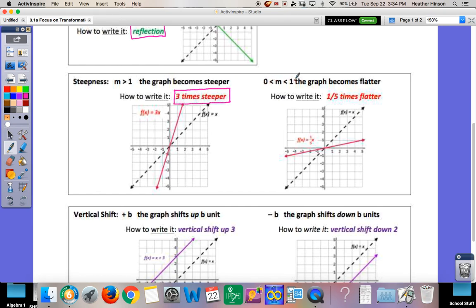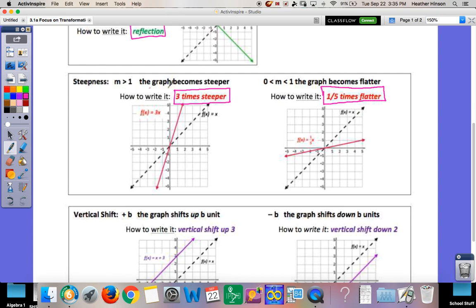If it's between 0 and 1, these are mostly going to be your decimals and fractions, but you have to make sure it's a decimal or fraction that is less than 1. Like 2.5 is greater than 1. That would be steeper. But for these, if we just had 0.5 or 1/5, that's going to be flatter. It makes it go more horizontal, more closer to the x-axis. So instead of going straight through the graph, it's going to be closer to the x-axis. And we write that 1/5 times flatter.